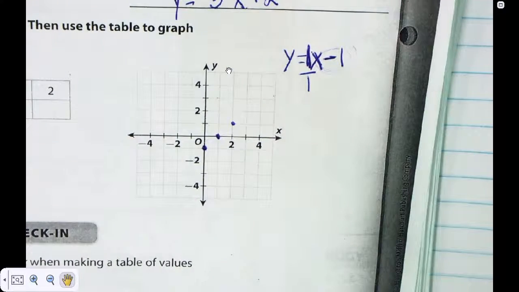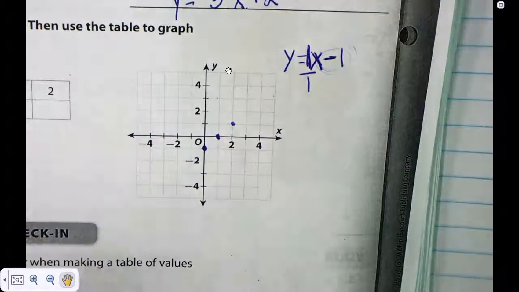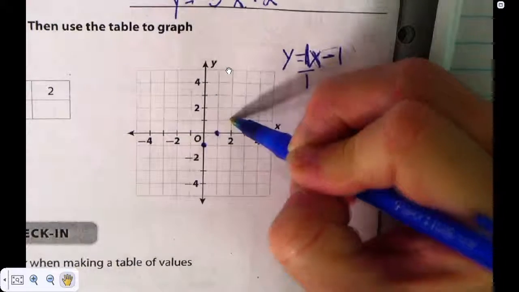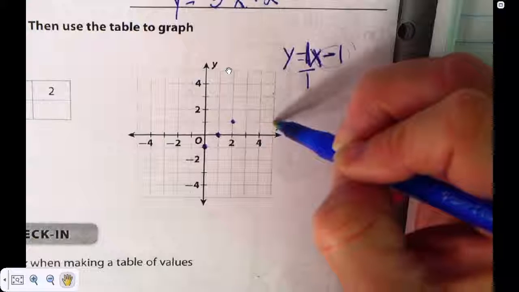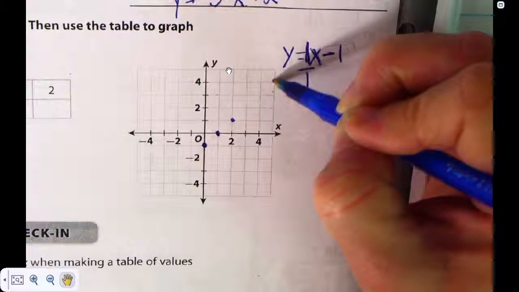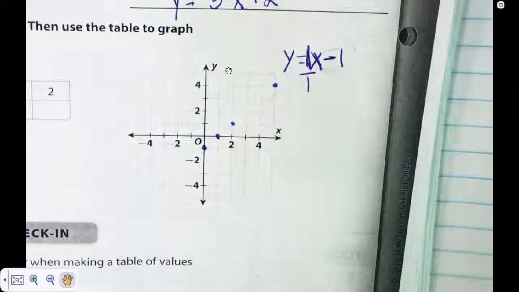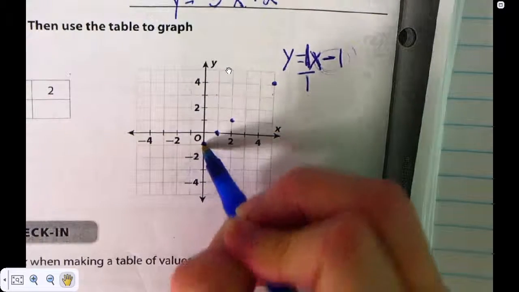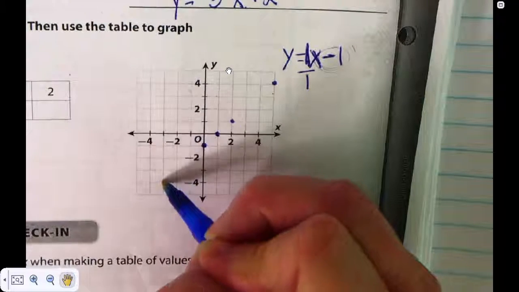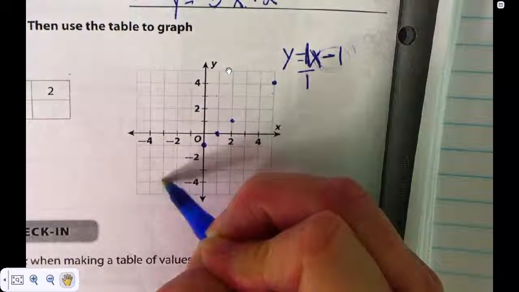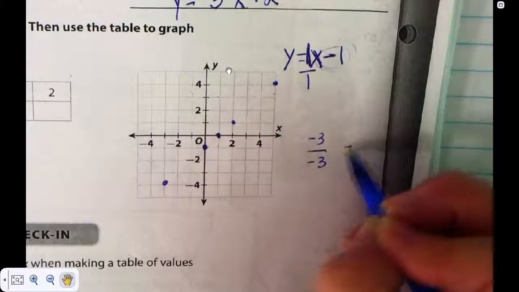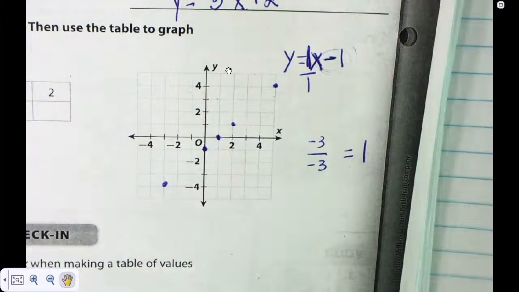We've got 3 points, but they're kind of close together. I want to do one that's a little further away. So starting from 2, 1, could I go over 3 and up 3? Would that be the same as 1? Yes. 3 over 3 equals 1. Go back down to 0, negative 1. Could I go to the left 3 and down 3? Yes, I can. Negative 3 over negative 3 equals 1 also, doesn't it?